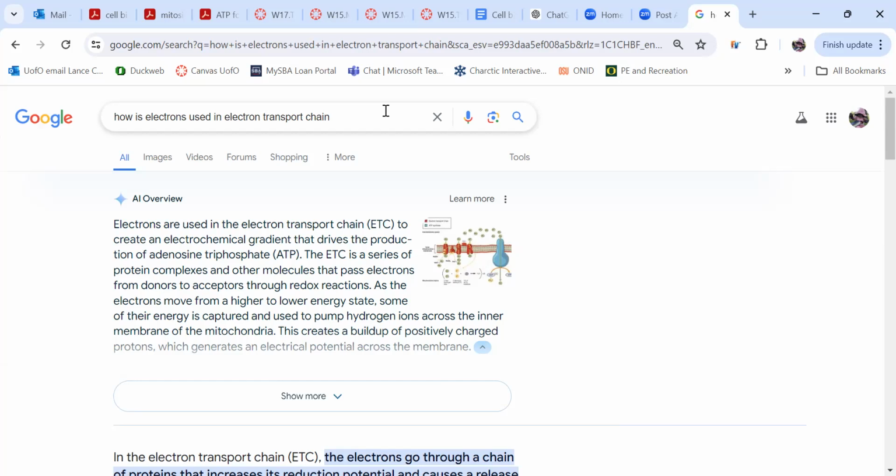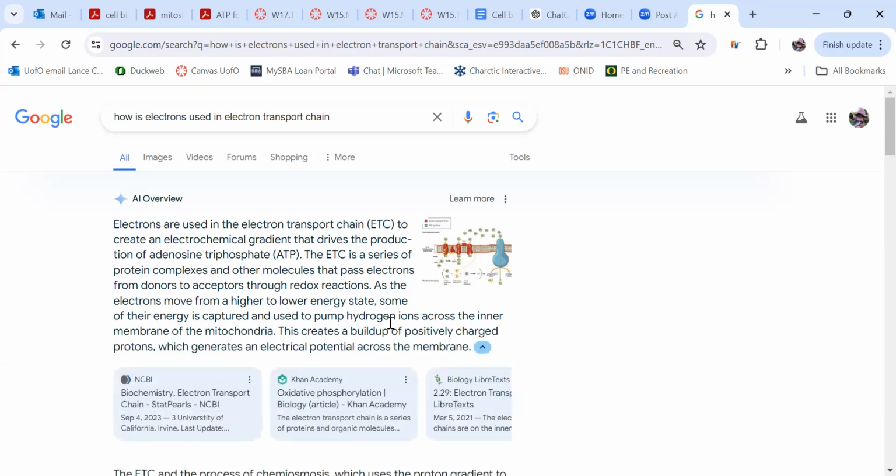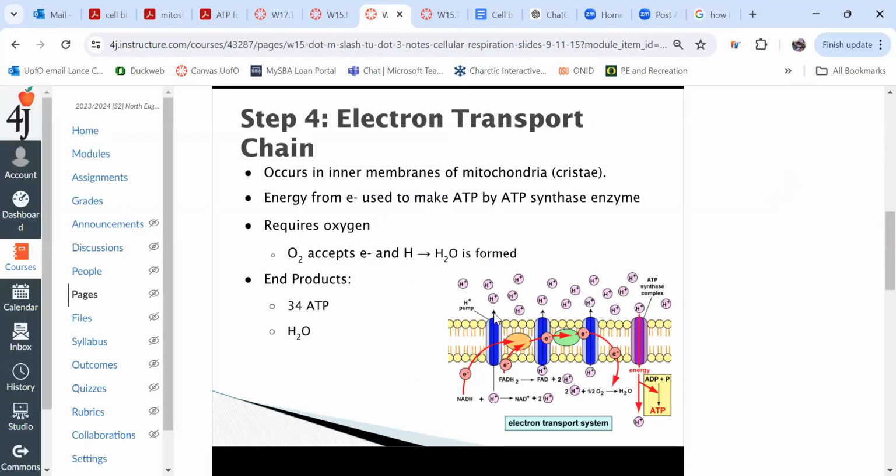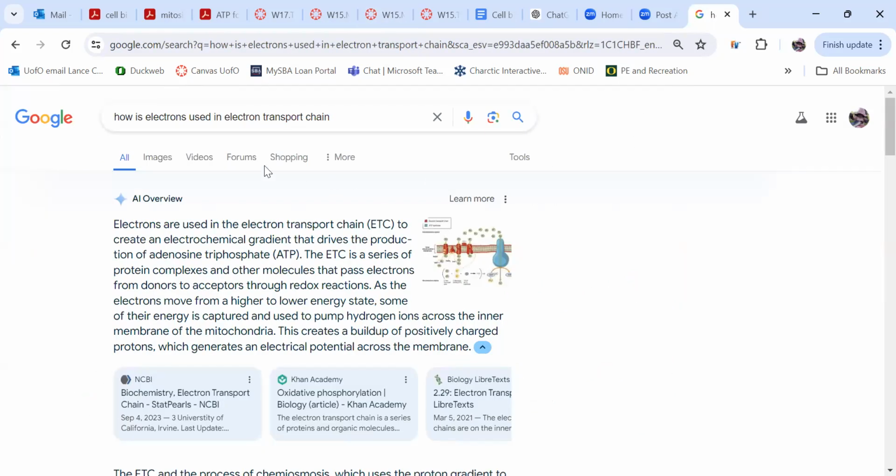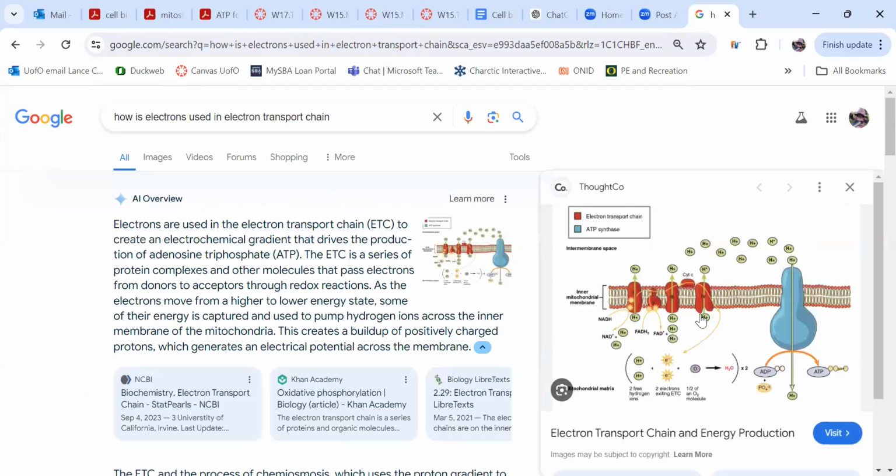through redox reactions. All right, as you go into higher science classes, you'll learn a little bit about redox reactions. As the electrons move from a higher to a lower energy state, some of their energy is captured and used to pump hydrogen ions across the inner membrane of the mitochondria. This creates a buildup of positively charged protons, which generates an electrical potential across the membrane. So it's all electricity. And we see that happening here, right? Here's that gradient we're talking about. It's just pumping hydrogen ions through that to make ATP. All right. So that was just more in-depth knowledge. It's probably a good drawing to look at.